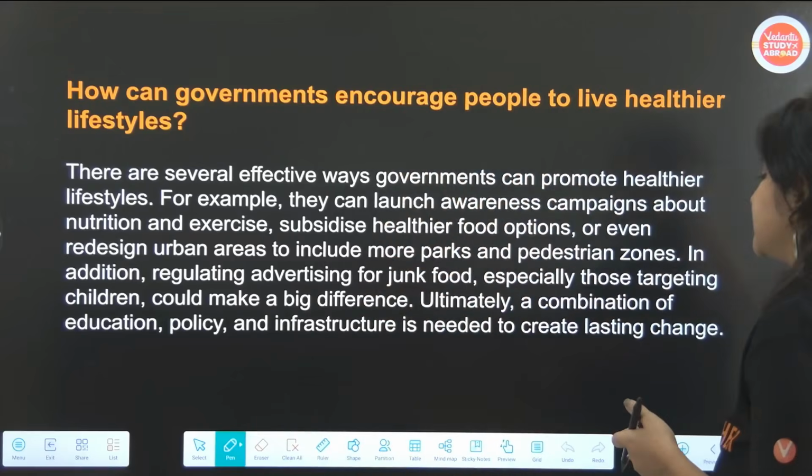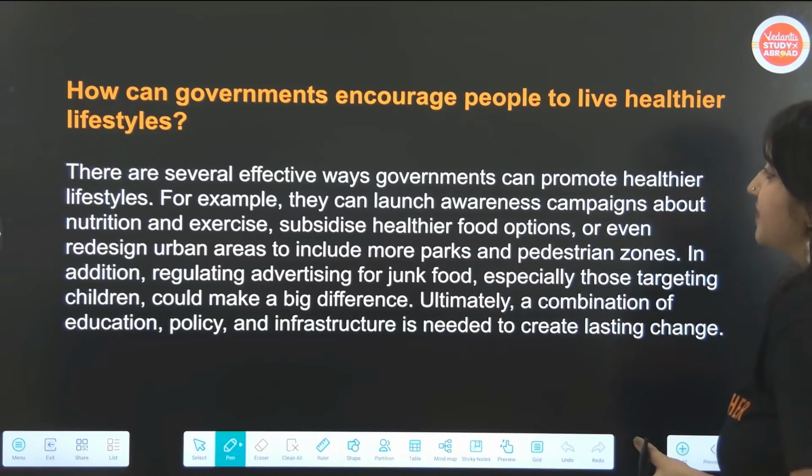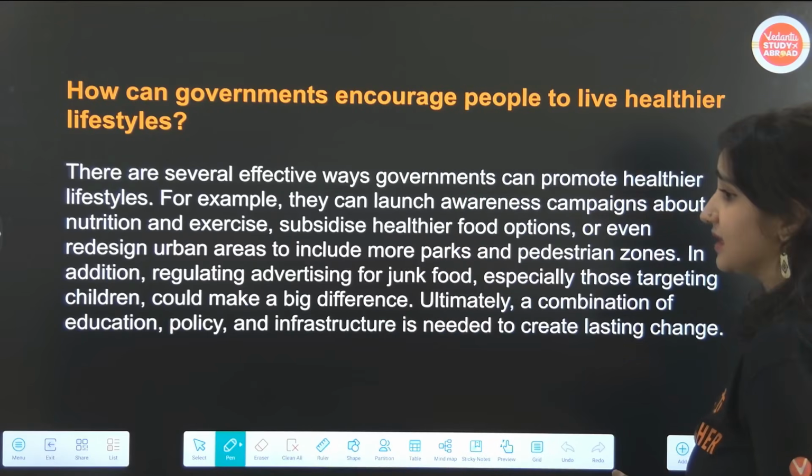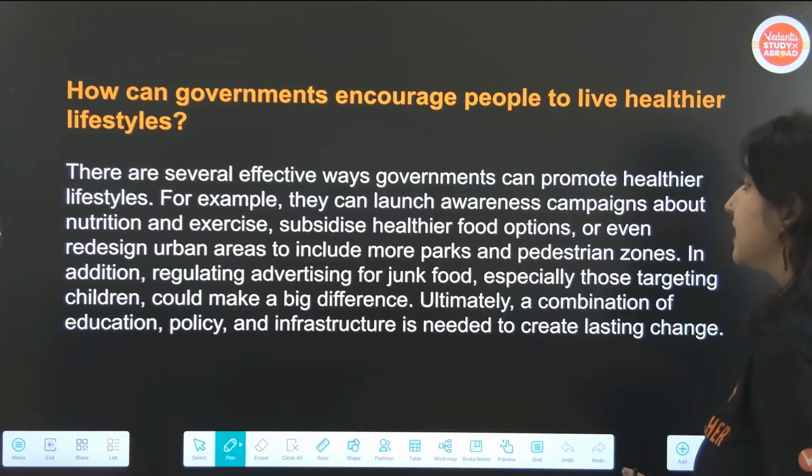Let's see how this candidate has done. There are several effective ways governments can promote healthier lifestyles. For example, they can launch awareness campaigns about nutrition and exercise, subsidize healthier food options, or even redesign urban areas to include more parks and pedestrian zones.